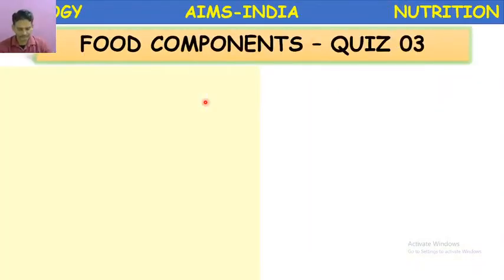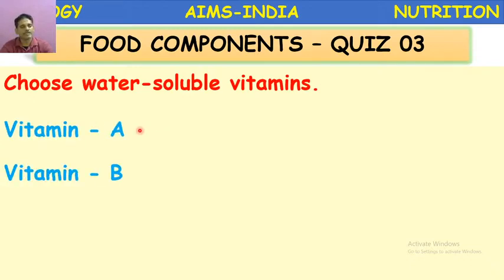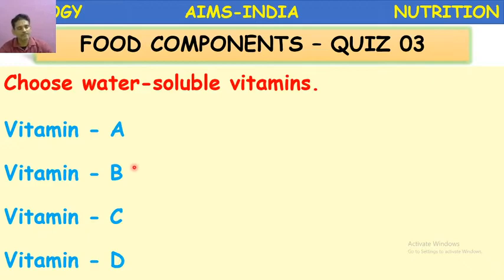Next, choose water soluble vitamins. Vitamin A, vitamin B, vitamin C, vitamin D. Here vitamin B represents B complex vitamin. Choose water soluble vitamins. So here also more than one option you have to select. What are they? Vitamin B and vitamin C.